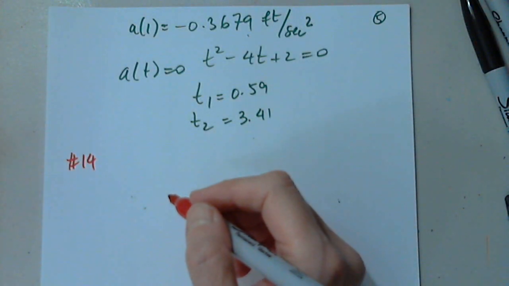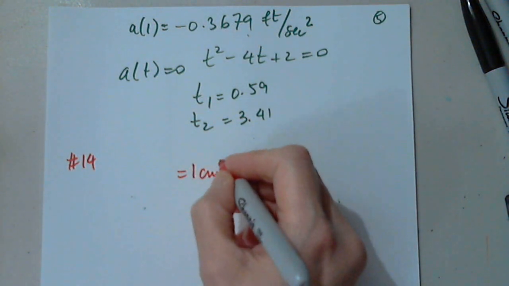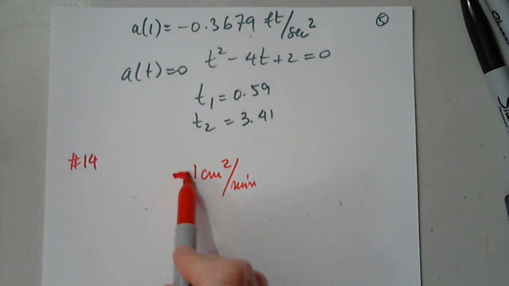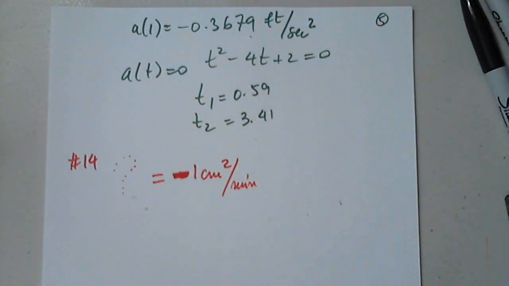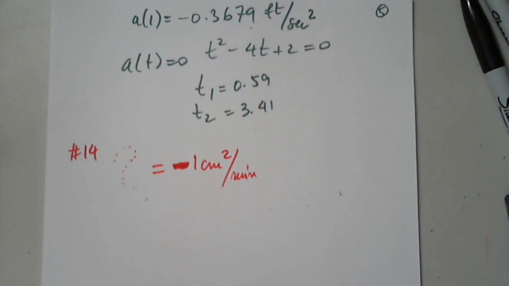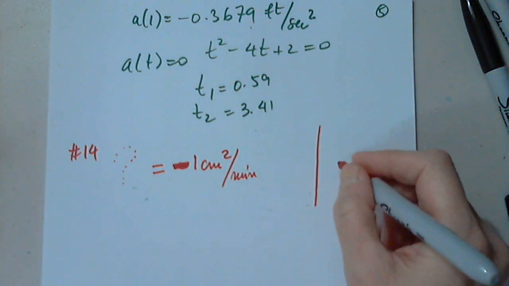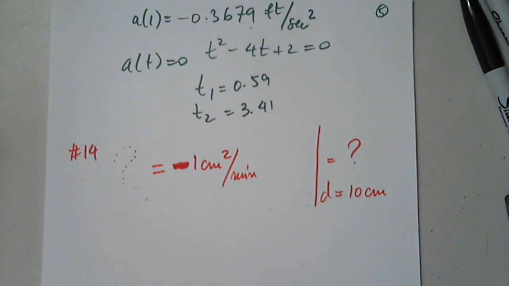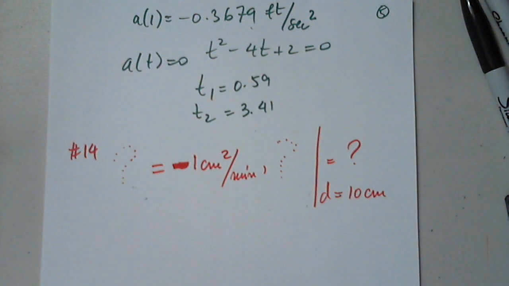Okay, if a snowball melts so that its surface area decreases at a rate of 1 centimeter squared per minute, and it decreases, okay? Find the rate at which the diameter decreases when the diameter is 10 centimeters. Good.